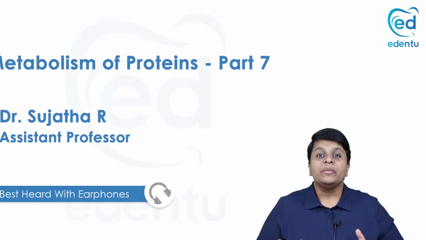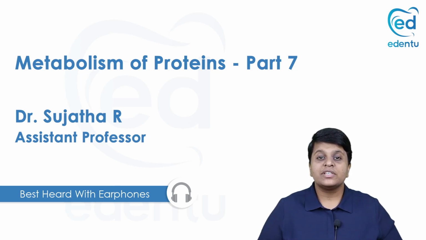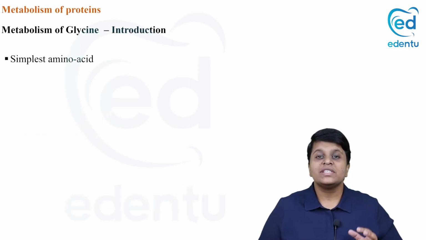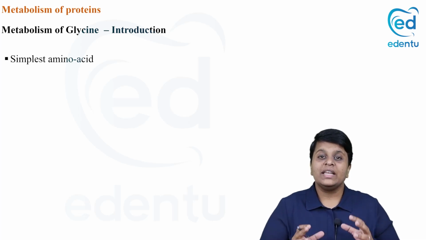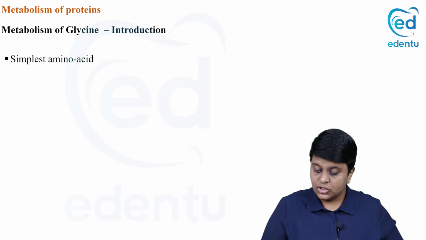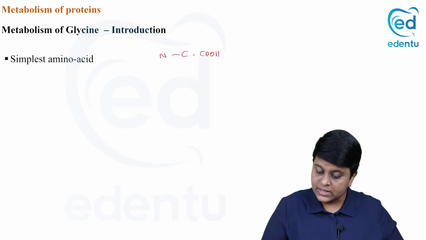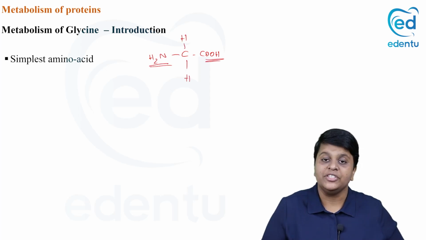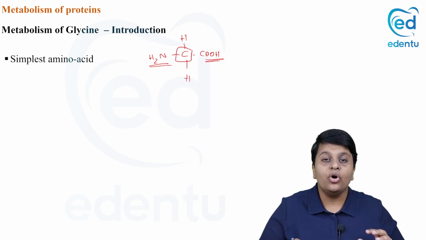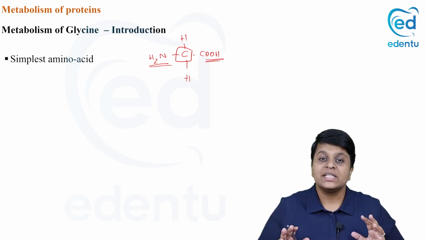Hello everyone. In Metabolism of Proteins, we are going to discuss today the metabolism of the simplest amino acid, which is glycine. Glycine has a very simple structure. You have a COOH group, that is an acid group, and an amino group. On one side you have H and on the other side also you have H. So it does not have an asymmetric carbon atom and it has no optical activity.